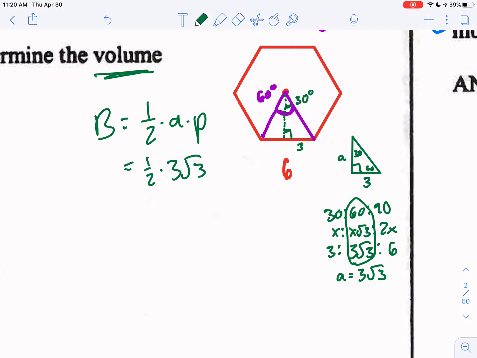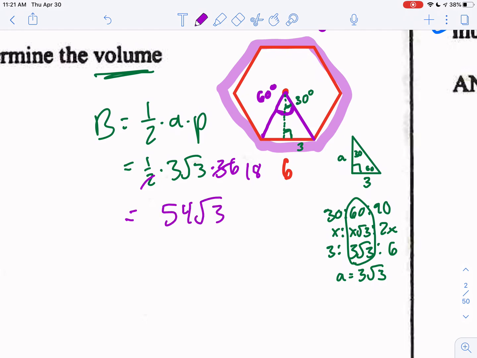What's the perimeter? The perimeter is the distance around whatever object. In this case, the perimeter is 36. Okay, 6 times 6, 36. Boom, boom. Simplify. 3 times 18, 36, 64. Nope, 54. 54 radical 3.